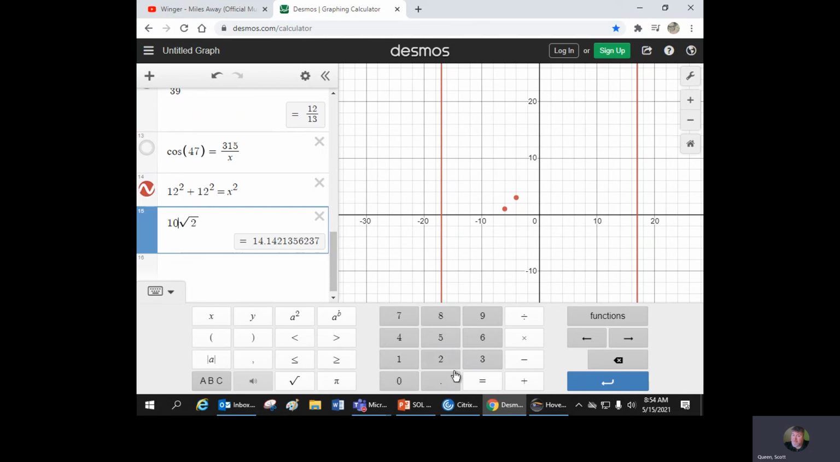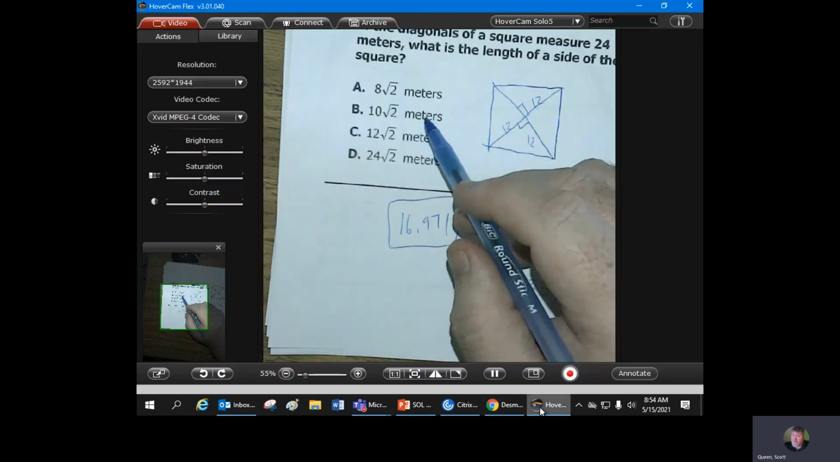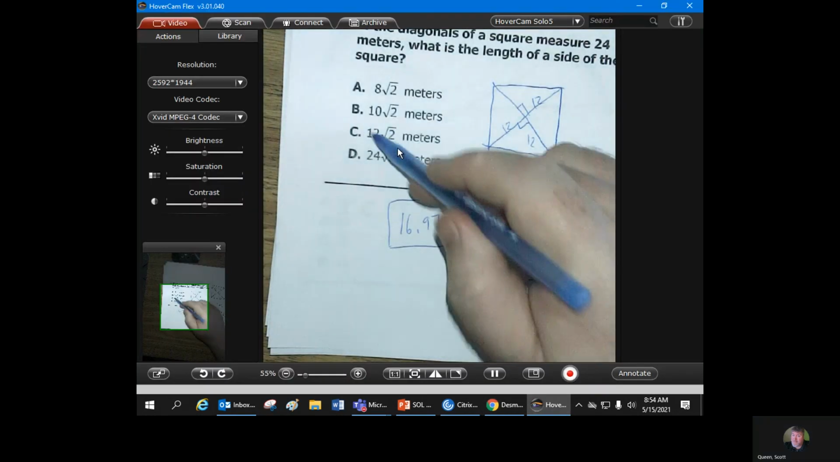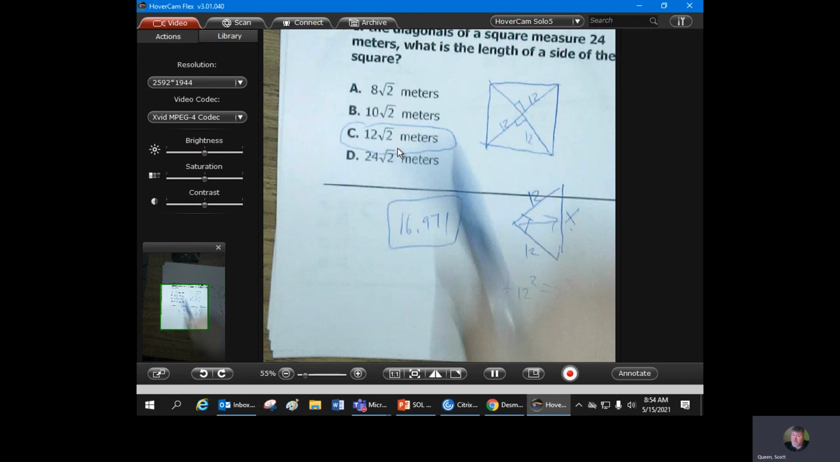Next one is 12 square roots of 2. 16.97, there it is. All right, now just to cover our bases, let's do 24 just to make sure. 24, not even close, is it? So that means 12 square roots of 2 is our 16.97. See how we did that? So 12 square roots of 2, that is C. So there's your answer. Use Desmos, folks. Use your calculator.